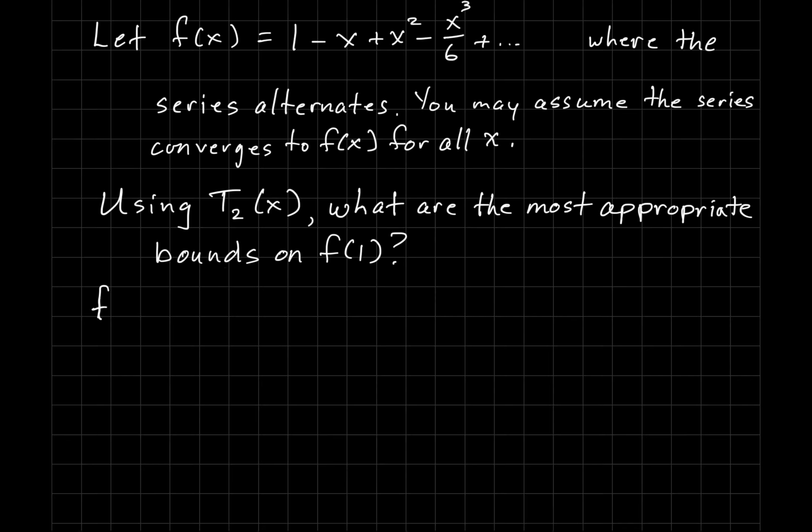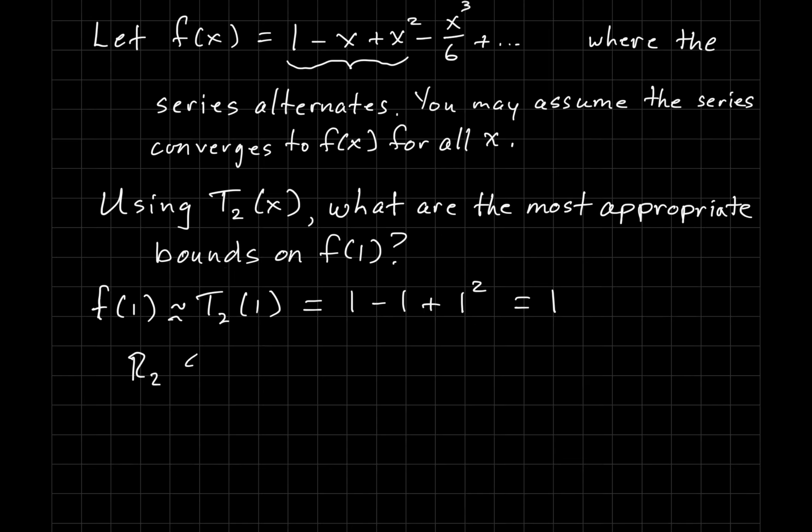Well, let's start by approximating f of 1 using our second degree polynomial. Notice that the series is centered at 0, which means we will plug in x equals 1 up to the second degree term. So 1 minus 1 plus 1 squared, which equals 1. So right now, I think that f of 1 is about 1. But I'm pretty sure there's an error associated with it. In fact, I know there is.